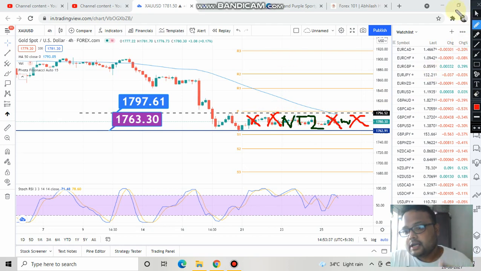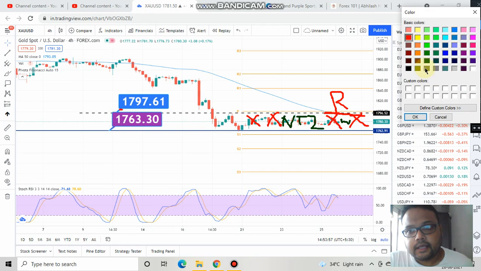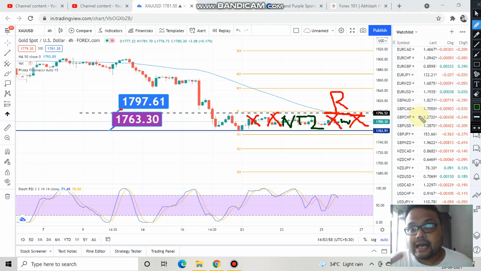So in this chart, only two levels are important for us right now. The first level is this 1797 on the upside, and this is the resistance for the market right now. So if the market crosses this level on Monday, okay, listen to me carefully. If the market crosses this level on Monday, then just observe the price, how the price is doing.